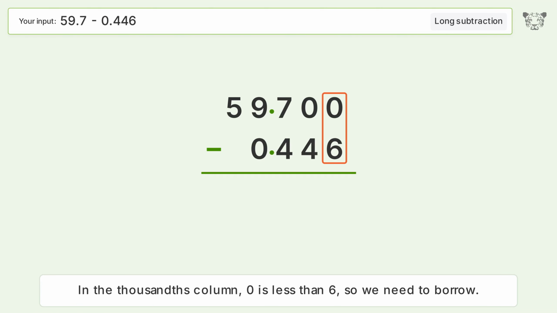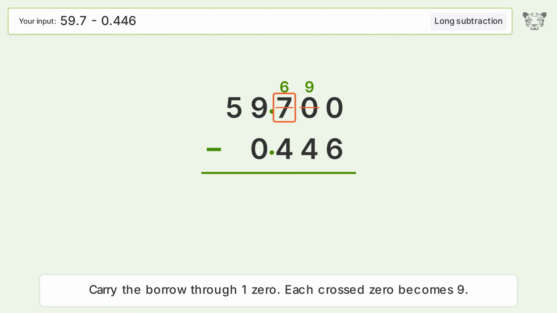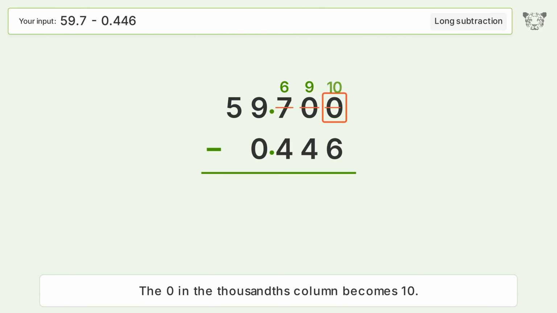In the thousandths column, 0 is less than 6, so we need to borrow. Borrow 1 from the tenths column. 7 becomes 6. Carry the borrow through the 1 0. Each crossed 0 becomes 9. The 0 in the thousandths column becomes 10.